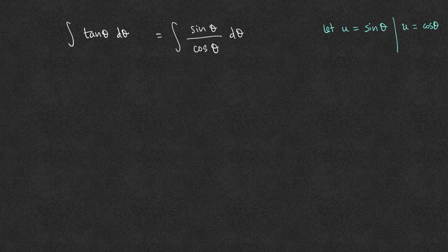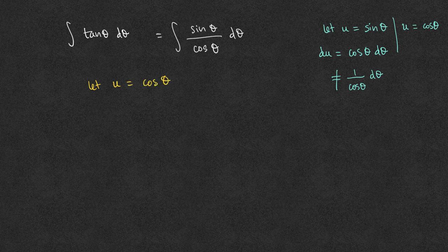For example, if we let u be sine of theta, then the differential du must be cosine of theta d theta, but this is not the same as what is left. If we let u be sine of theta, then what is left is not cosine of theta, but 1 over cosine of theta d theta, and clearly cosine of theta is not the same as 1 over cosine of theta. And so, we should try to let u be cosine of theta instead.